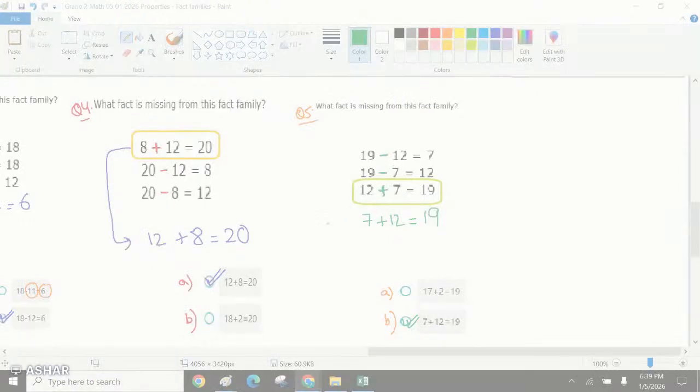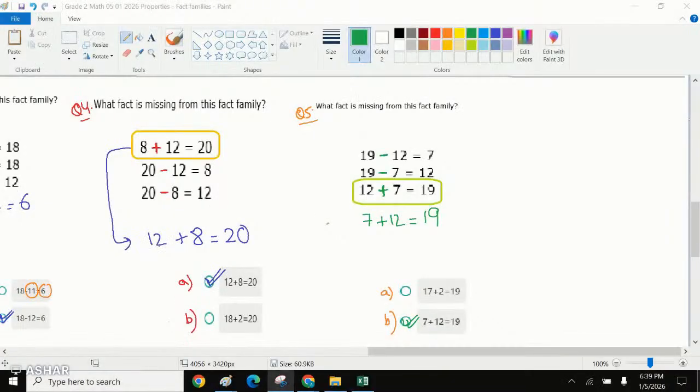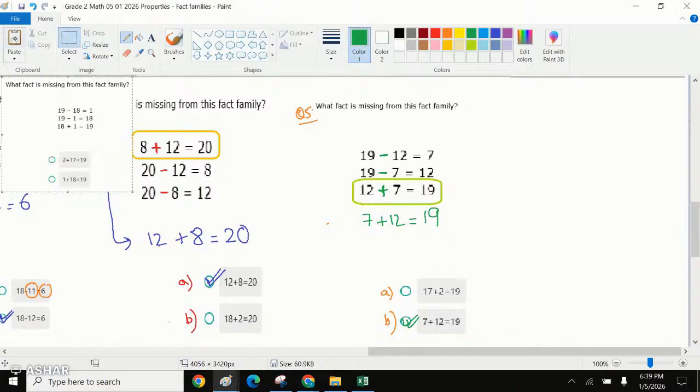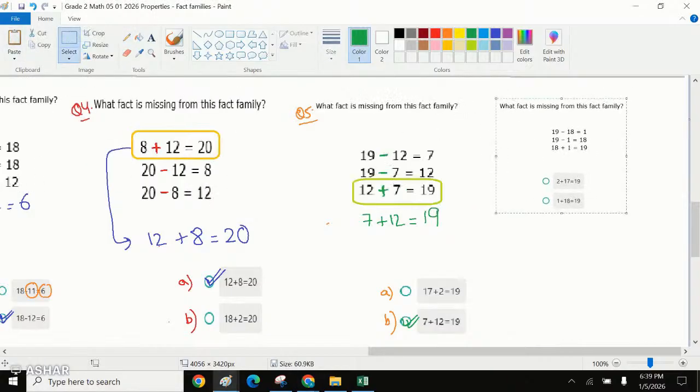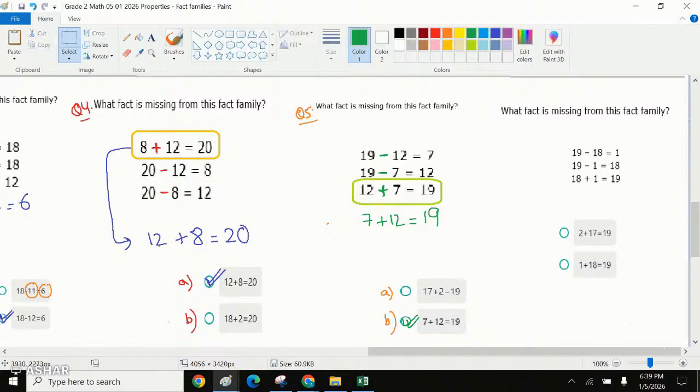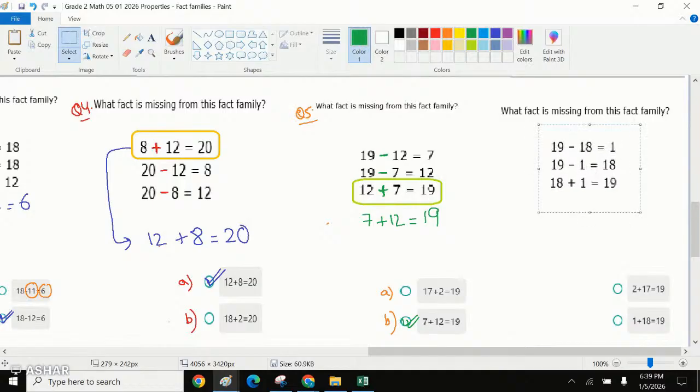When you are doing the test, if you make a mistake, they will always show you the correct answer and the explanation. Okay, do not worry if you make an error. Now we have this next question, and the given numbers are these. For question number 6, what fact is missing in the fact family?